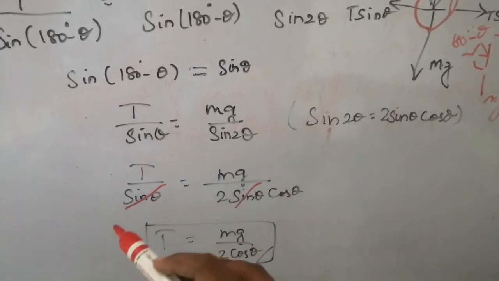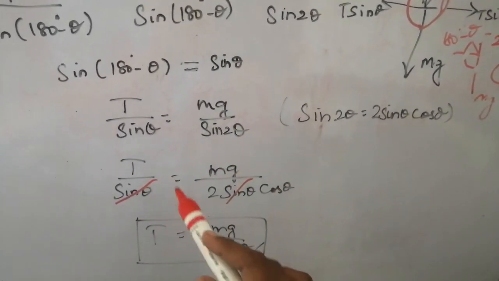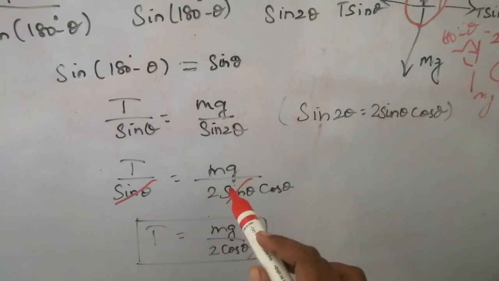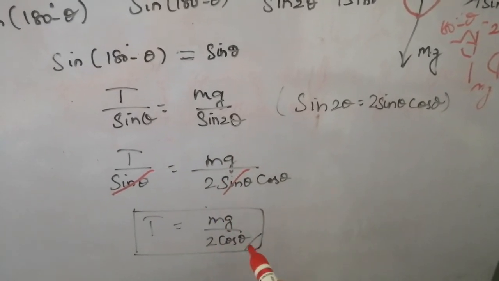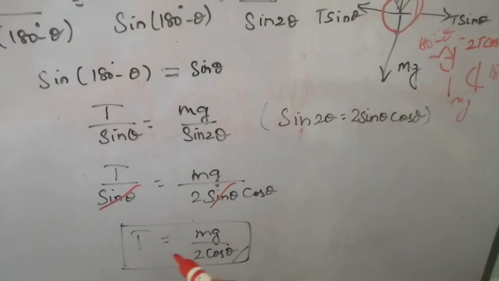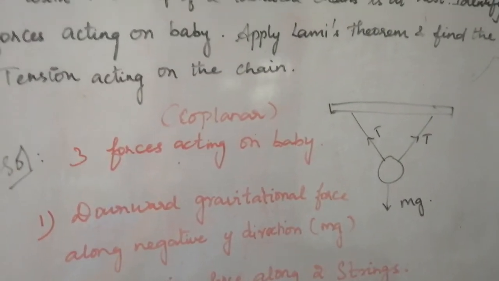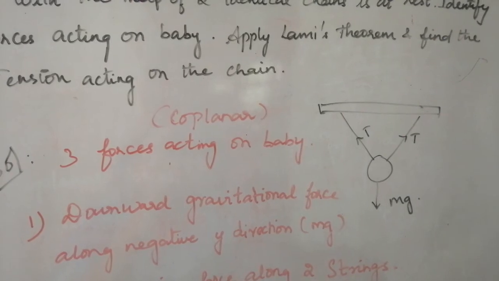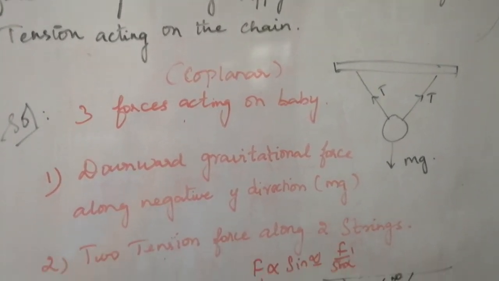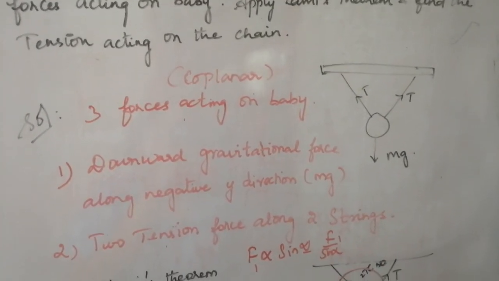Here one sine theta will get cancelled with the other. Then T is equal to mg by the remaining part, 2 cos theta. So this is the tension force acting on the baby. Thus we have found the forces acting on the baby, and by applying Lami's theorem we also found the tension acting on the chain.